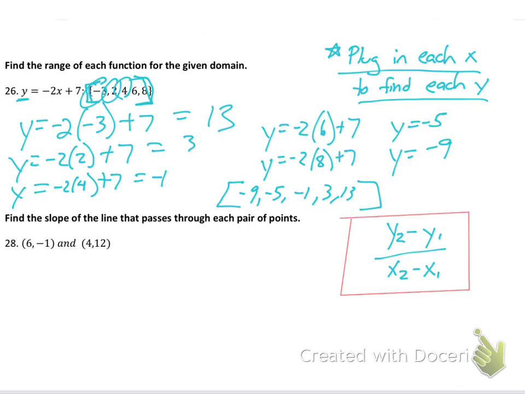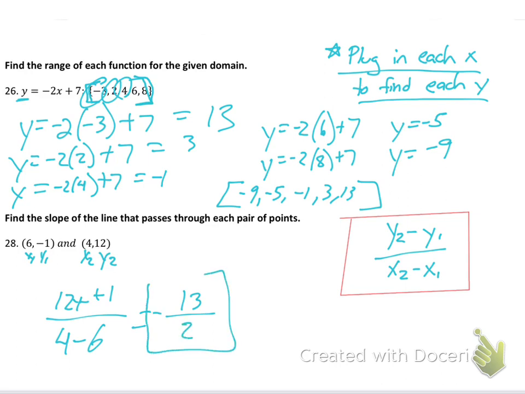So this is x1, y1, x2, y2, and we literally just plug those in. So that's going to be 12 minus -1 over 4 minus 6. Two negatives turn into a positive, so it's going to be 13. 4 minus 6 is -2, so that's going to turn the whole thing negative: -2. And there's your answer.